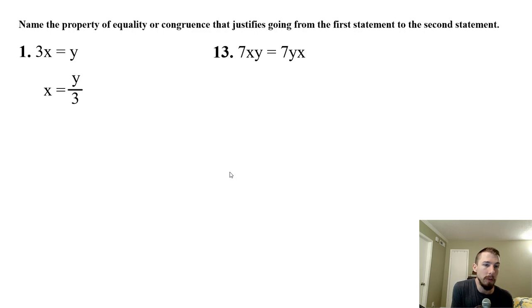Alright, so name the property of equality or congruence that justifies going from the first statement to the second. So on the first one we have 3x is equal to y, and then now it's just x, so I wonder where the 3 went. Oh, there it is.